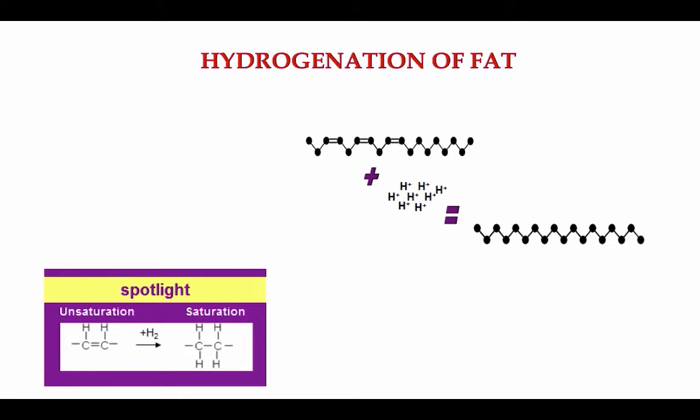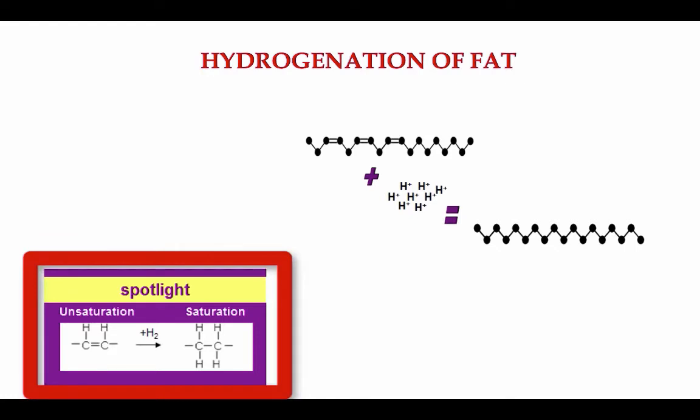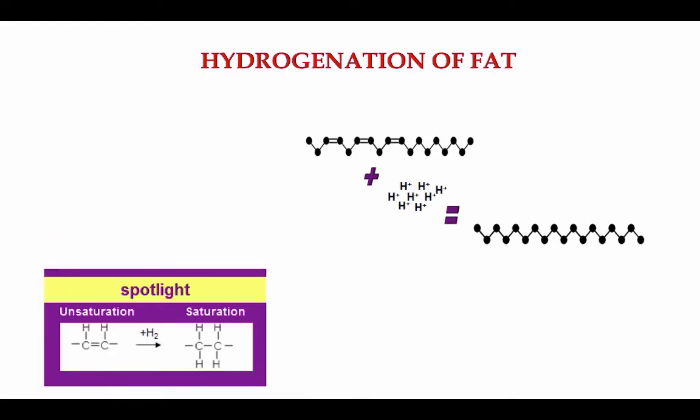You have the double bonds of the polyunsaturated fatty acids. You bombard those fatty acids with hydrogens, and you get rid of the double bonds by adding the hydrogen. If you look on the left in the spotlight, you'll see that the hydrogens are on the same side of the double bond. This will be significant in a minute.